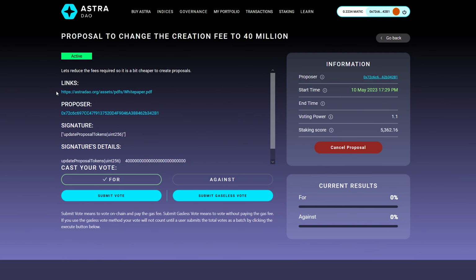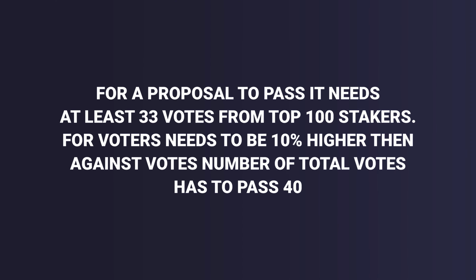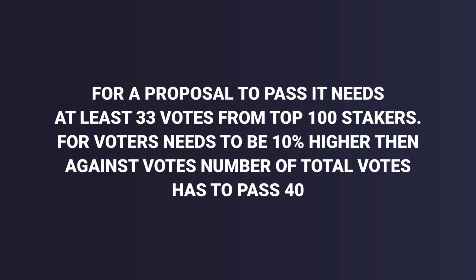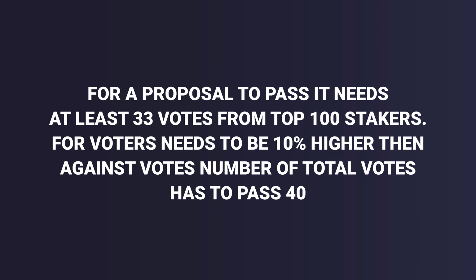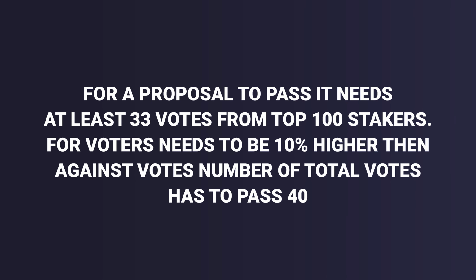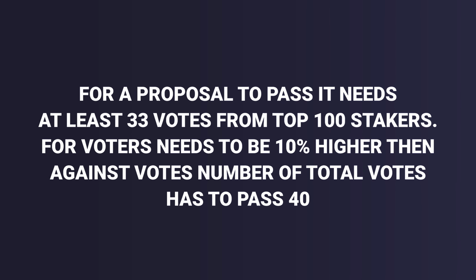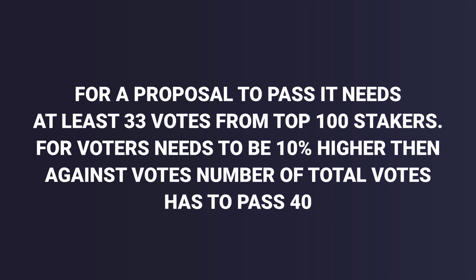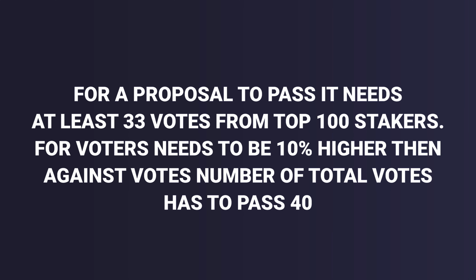The main TL;DR should be that in order for any proposal to pass, it needs votes from at least 33 stakers out of the top 100 stakers on Astra DAO, and the number of for votes should always be 10% higher than the number of against votes for it to pass. Finally, the number of total votes should pass at least 40.